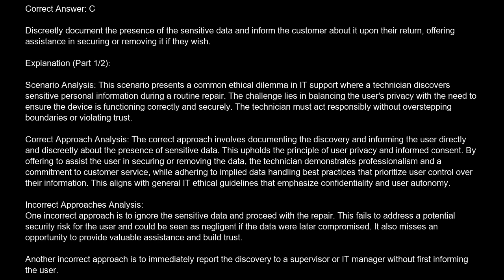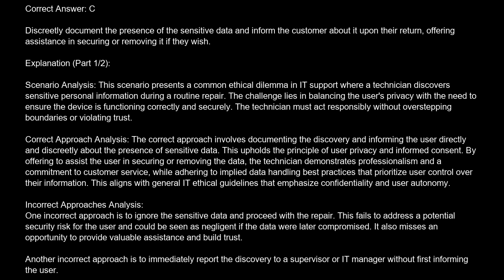Incorrect approaches analysis. One incorrect approach is to ignore the sensitive data and proceed with the repair. This fails to address a potential security risk for the user and could be seen as negligent if the data were later compromised. It also misses an opportunity to provide valuable assistance and build trust.